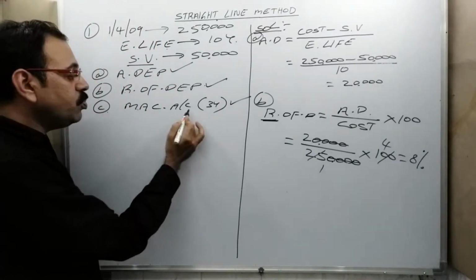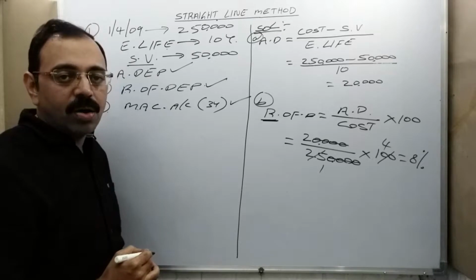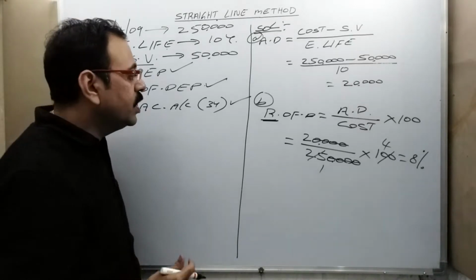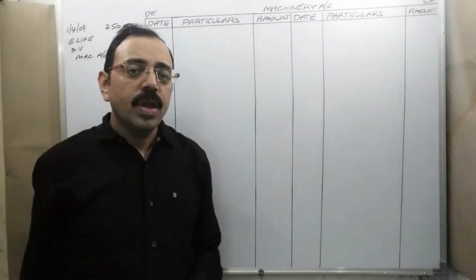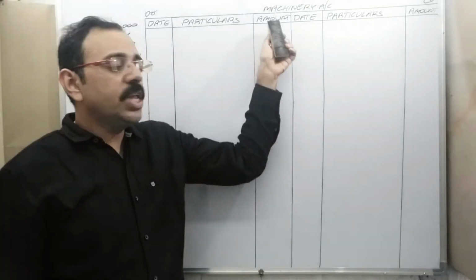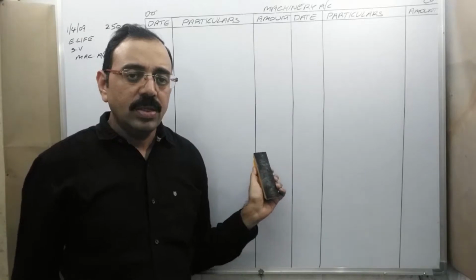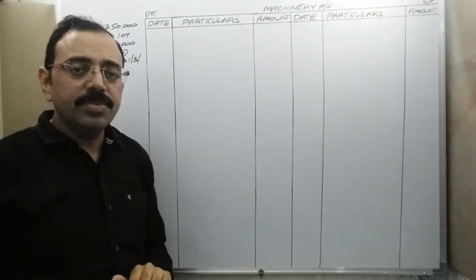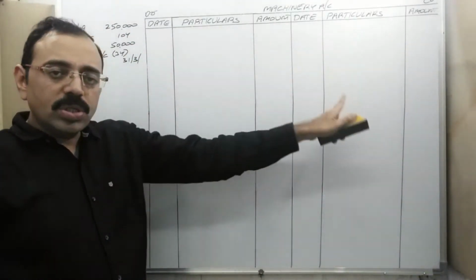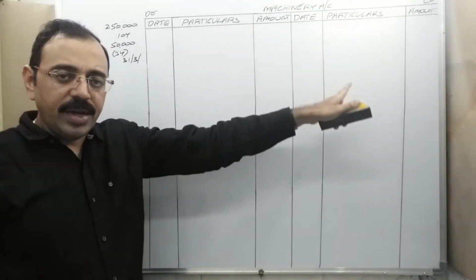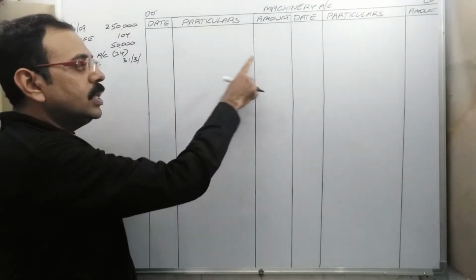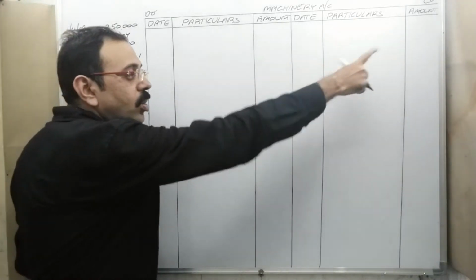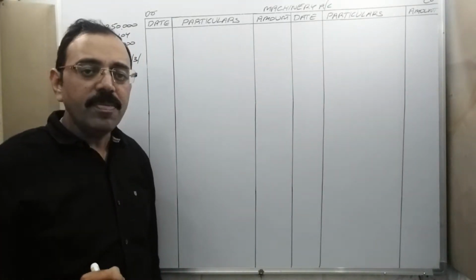He is asking us to prepare machinery account. Okay? Let us prepare the machinery account for 3 years. Now, how to prepare machinery account? Let us see. See, this is the account format. An account contains two sides, debit side and credit side. On the debit side we have 3 columns: date, particulars, amount. Credit side is also the same.